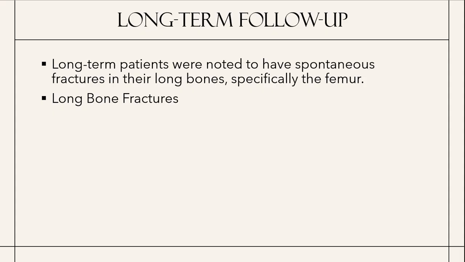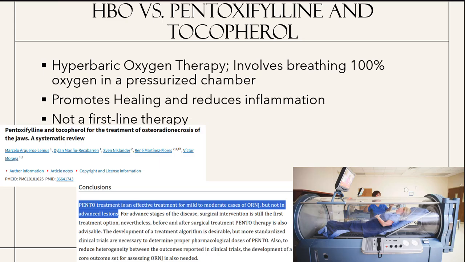Now, let's say we need to do a surgery for this patient. We must do a surgery for this patient, and he's on bisphosphonates. What can we do? What are the options that we have? We have hyperbaric oxygen therapy, which involves breathing 100% oxygen in a pressurized chamber, promoting healing and reducing inflammation, but it's not a first-line therapy.